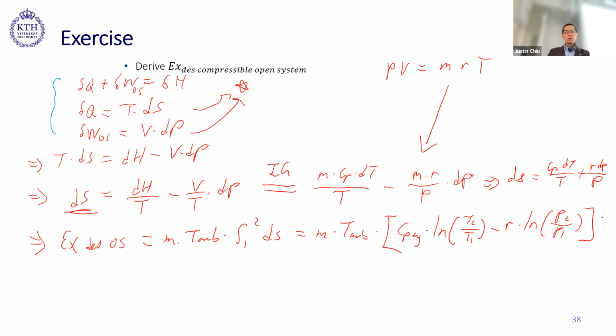Right? So here you go, the derivation of the exergy destroyed for an open system for a compressible gas or compressible fluid. Any questions so far? This is very mathematical.